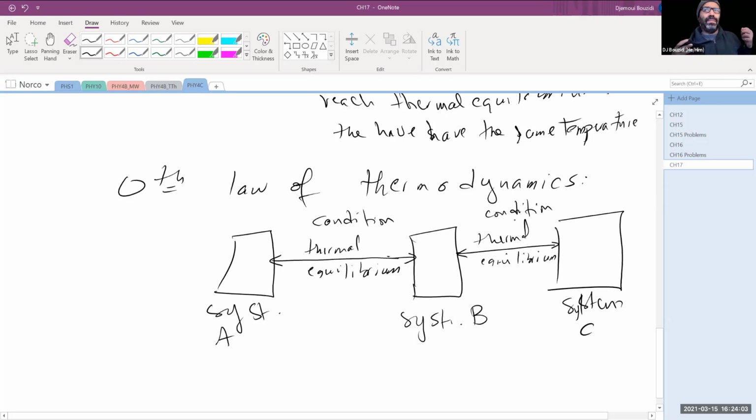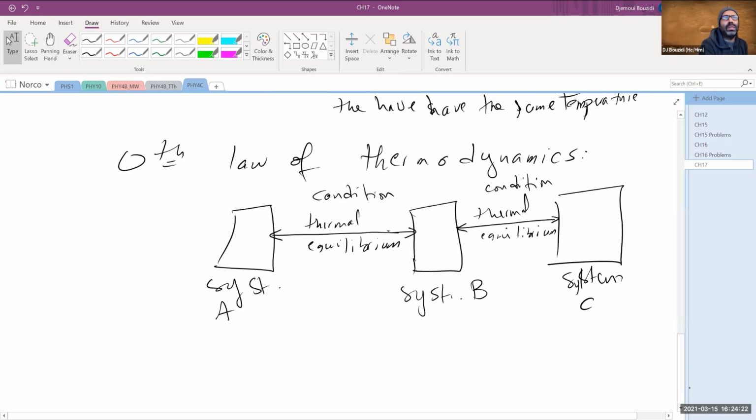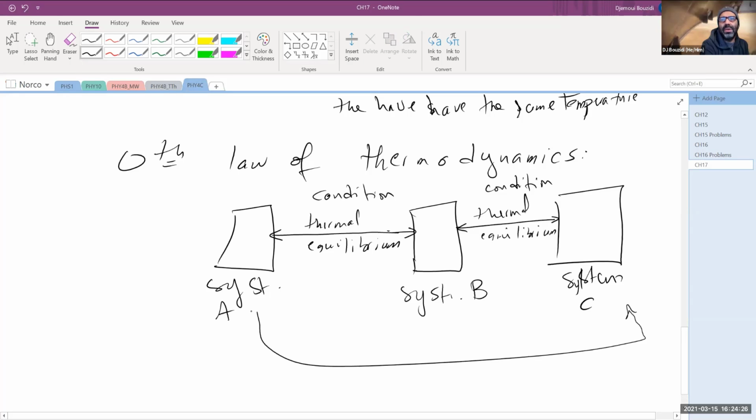In other words, I bring system B and make it in thermal contact with system A, and then make it in thermal contact with system C. And if they reach thermal equilibrium, then I say in this case, the Zeroth law basically states that both system A and system C are also in thermal equilibrium. That sounds intuitive enough. So this is the conclusion that system A and C are in thermal equilibrium.